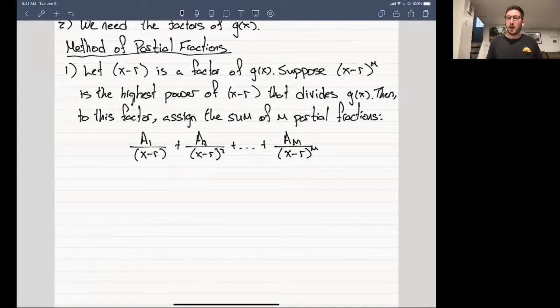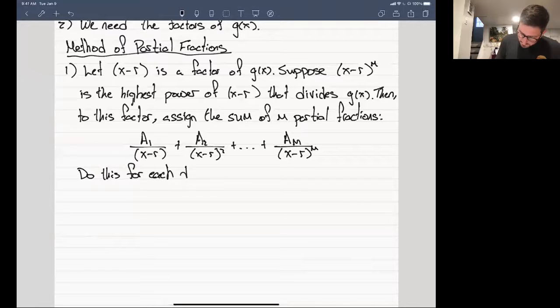So if this is a fifth root, right? So there's 5 copies of x minus r that can be pulled out of this thing. Then I'm going to have 5 terms in my partial fraction. A1 over x minus r, A2 over x minus r squared, A3 over x minus r cubed, right? All the way up to A5 over x minus r to the power of 5. And you do this for each distinct factor of g of x.